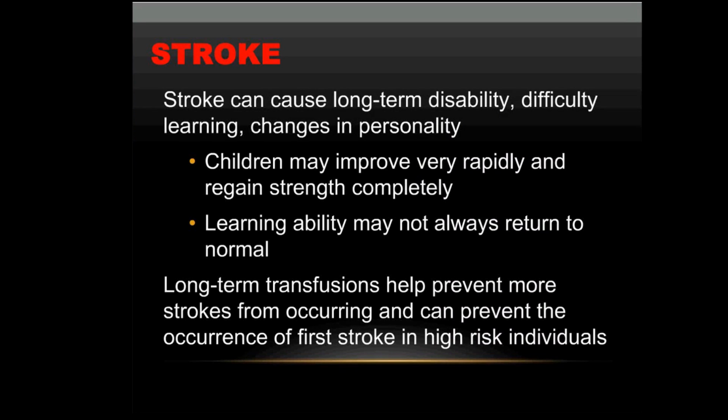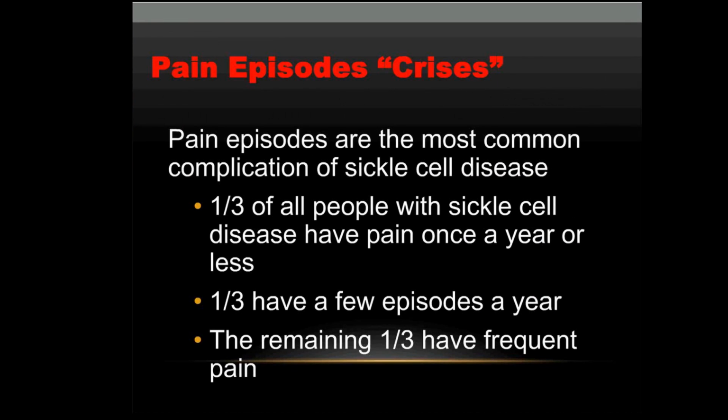Stroke, of course, can cause long-term disability, difficulty learning, and changes in personality. Now, children may improve very rapidly and regain their strength completely, but they may not always have return of their learning capability. And long-term transfusions can help prevent strokes from occurring and can prevent the first stroke in high-risk individuals.